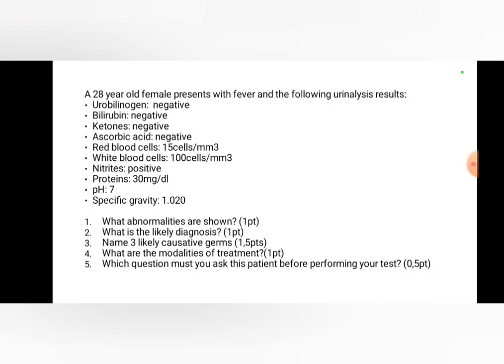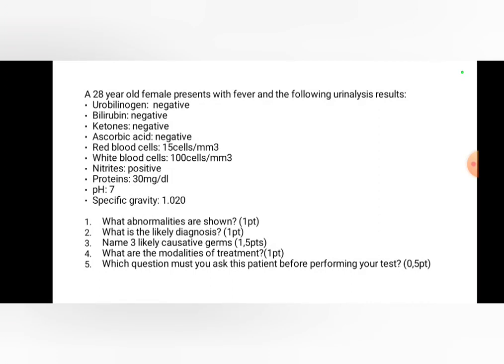Is it clear? So every time you hear about the likely diagnosis, go back to your clinical presentation, because lower urinary tract infection is not going to have any fever. It's only upper urinary tract infection, including acute pyelonephritis. Now the next question is, name the 3 likely causative germs. You go back to the nitrite positive. That nitrite positive tells you the Enterobacteriaceae. So it's Escherichia coli, Klebsiella, and Proteus.